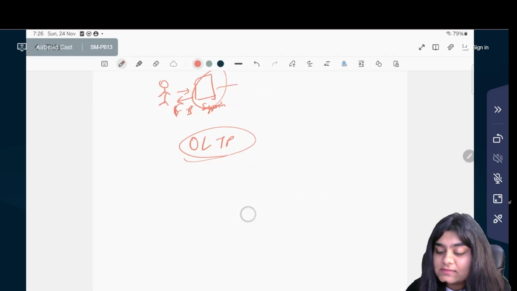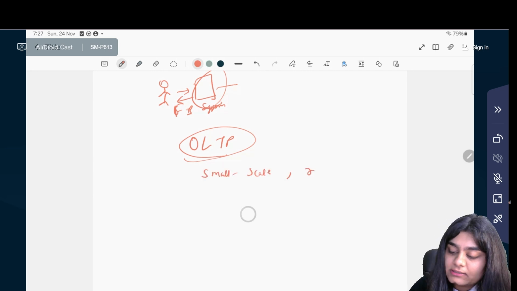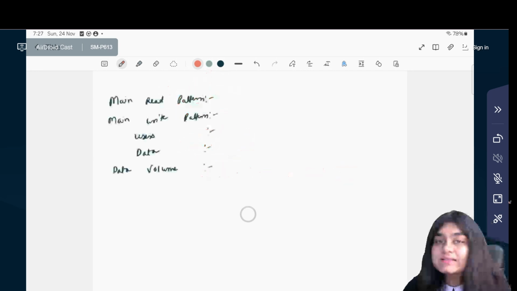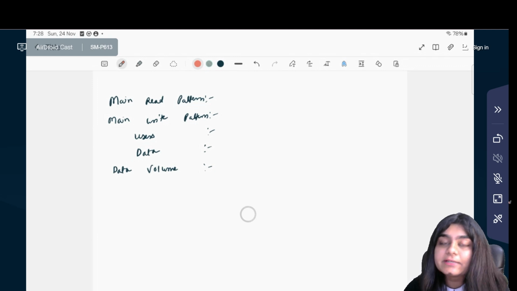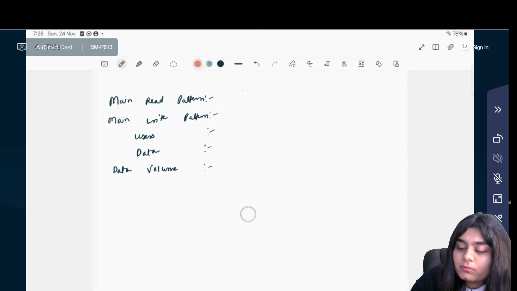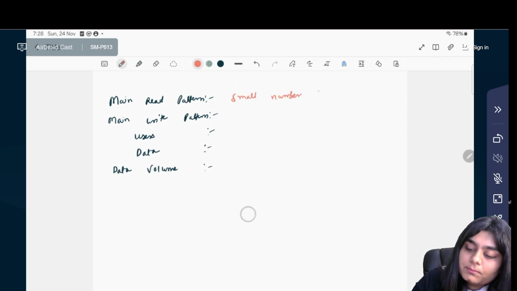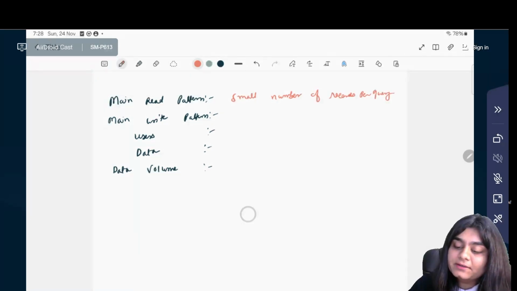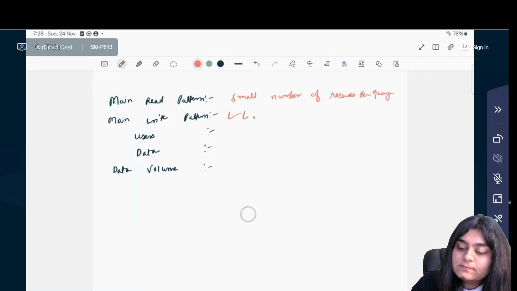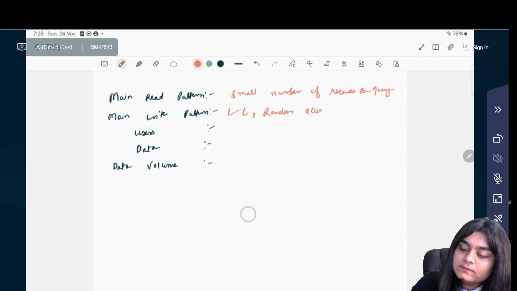This system deals with small-scale real-time operations. So these are the 5 points which we are going to discuss about OLTP. Main read pattern: it usually has a small number of records per query. Its main write pattern would be low latency, random access writes initiated by users.